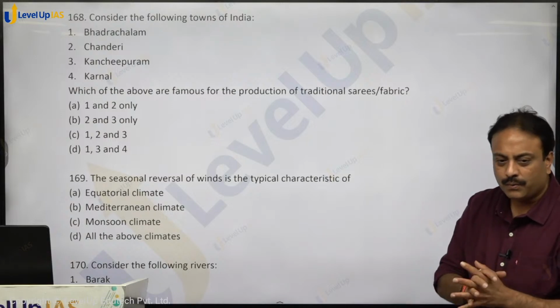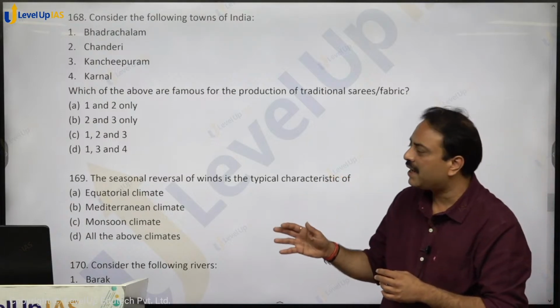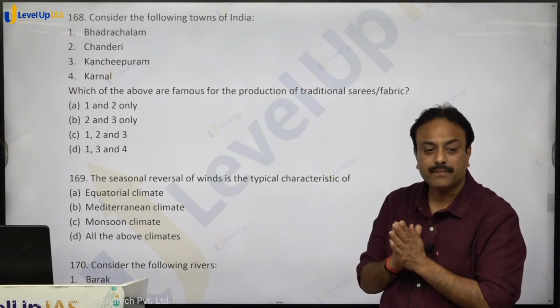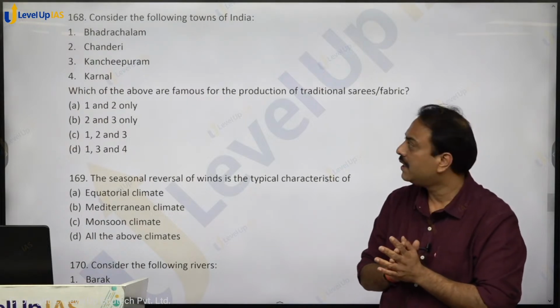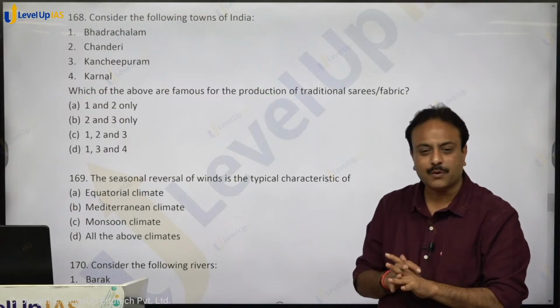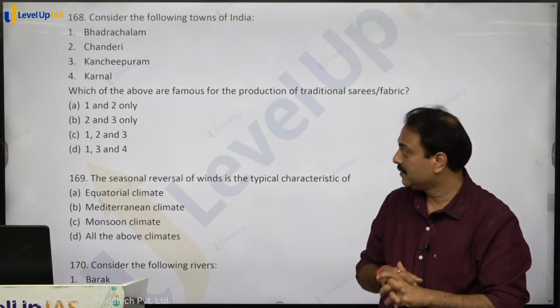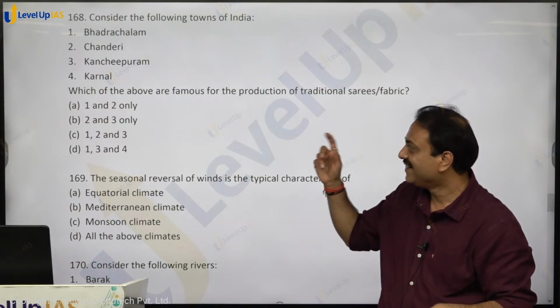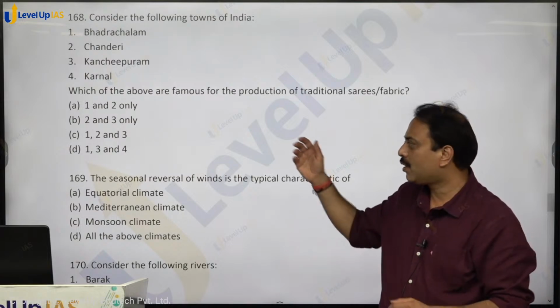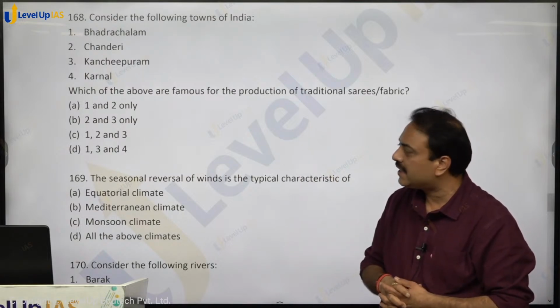Chanderi, known for sarees. Kanchipuram, Tamil Nadu, very famous for sarees. Bhadrachalam, known for sarees, traditional sarees. It is also known. Karnal में साड़ी का कोई काम नहीं. So 1, 2 and 3 are correct, but official answer key says 2 and 3 is correct.